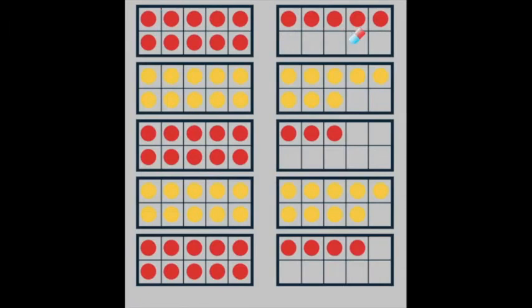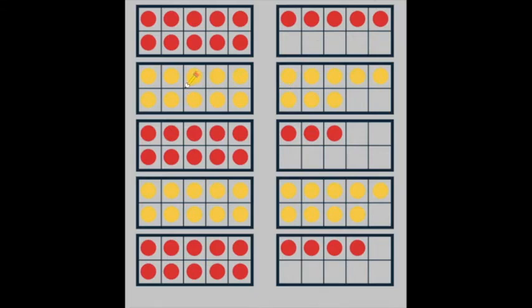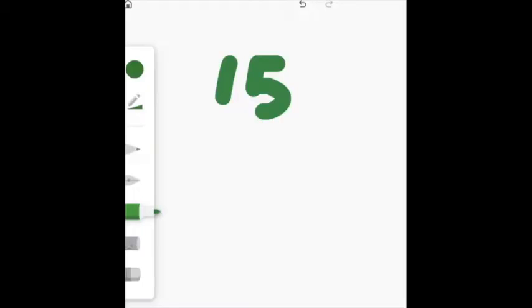So let's look at this top red right here. We have, what number? 10, 5, that's 15. So our first one is 15. Now let's look right here. We have 10, 8. What number is that? 18.